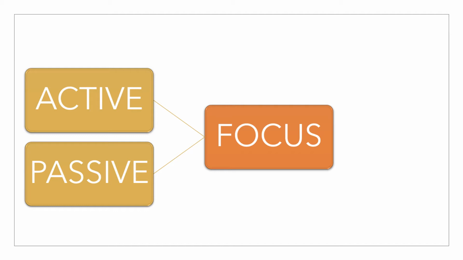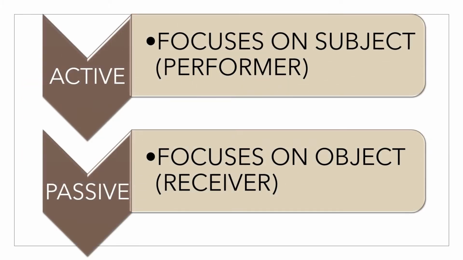But actually, the difference between active and passive is the focus, right? The focus is different. In meaning, they are actually very similar. They have very similar meanings, but the focus is different. So, actually, here we have active voice focuses on the subject, which is the performer of the action, and passive voice focuses on the object, which is the receiver of the action. That's the difference, the focus. The focus in active is on the subject, the focus in passive is the object.